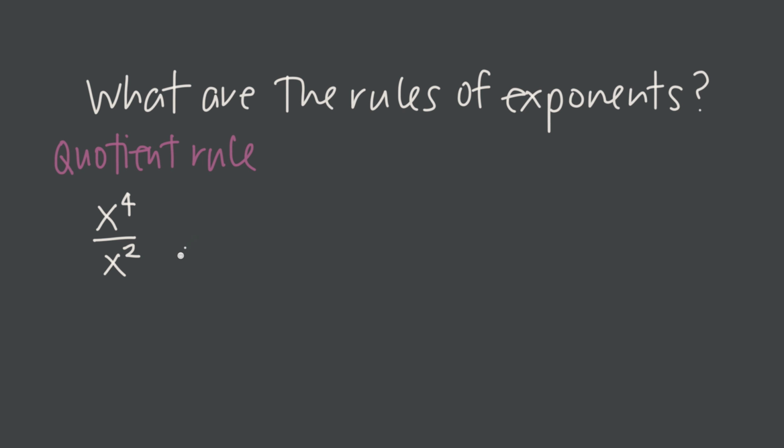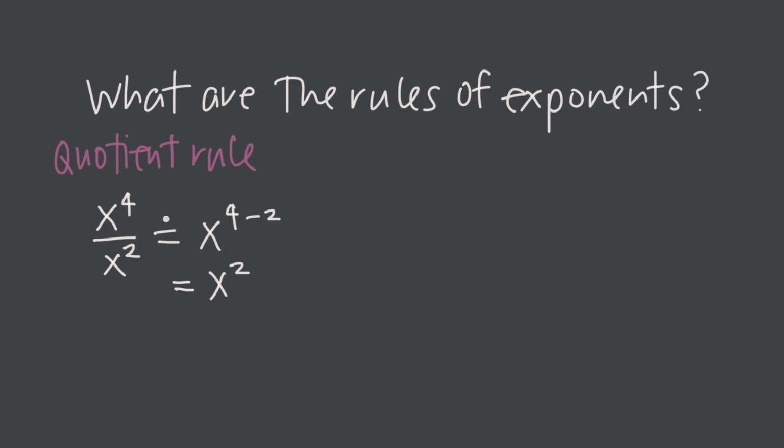And in this case, when you simplify this, just like the product rule, because my bases are the same, I have base x for both terms, my base will stay the same. But the exponents simplify by taking the exponent in the numerator, 4, and subtracting the exponent in the denominator, 2. So 4 minus 2 is 2, so this is equal to x squared.